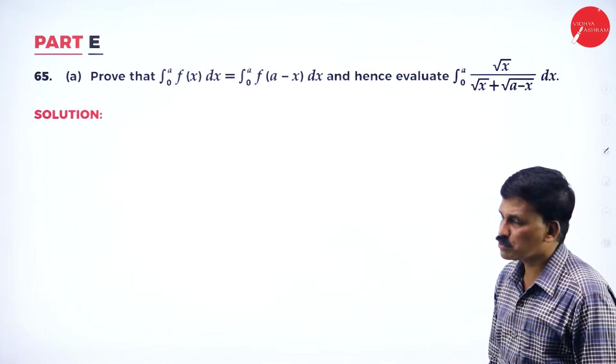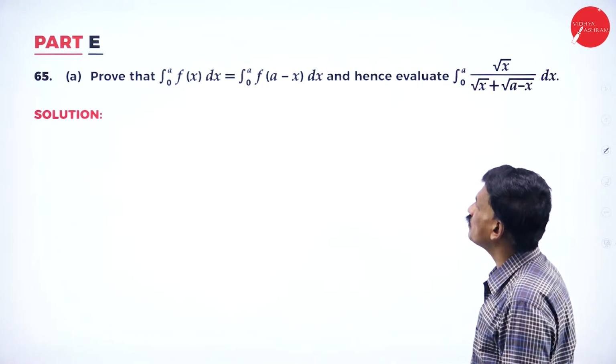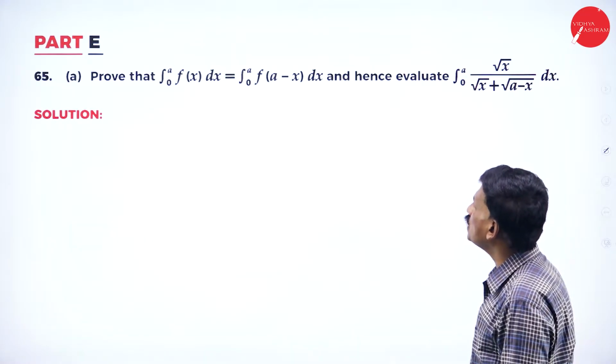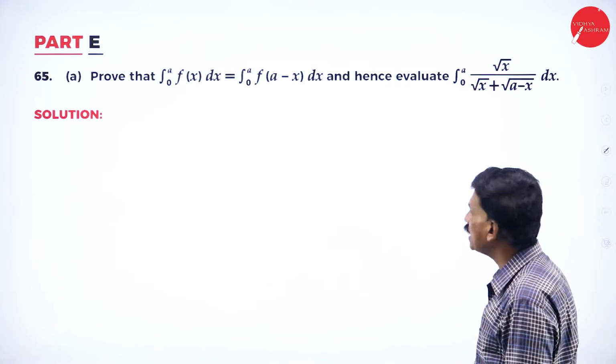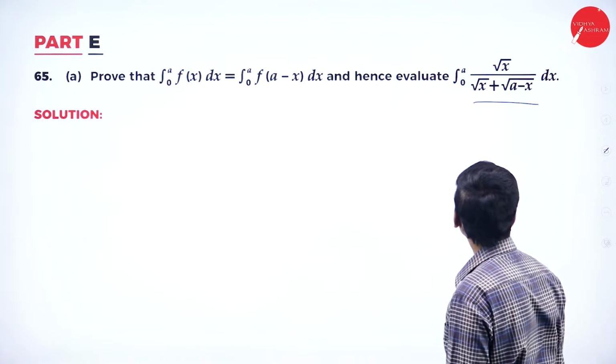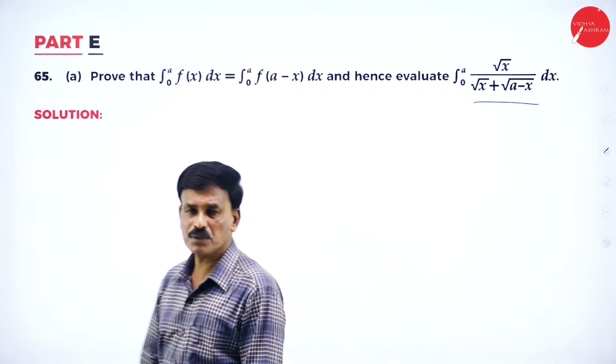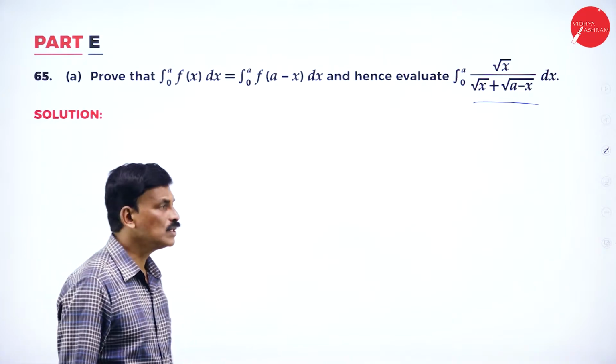Now, let us come to this problem. This is again a 6 marks question. Prove that integral 0 to a f of x dx is equal to integral 0 to a f of a minus x dx, and hence evaluate integral 0 to a root x by root of x plus root of a minus x dx. This is also a very simple problem and a very important type of problem. Now, let us prove this.